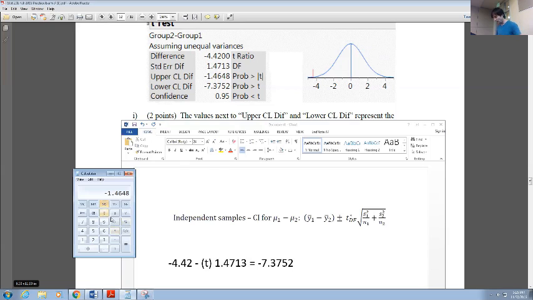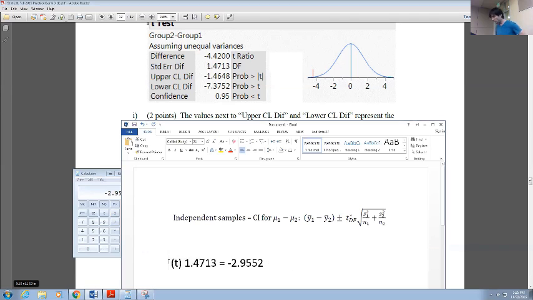Let's take and we want to add to both sides this 4.42 because it's negative, so we're going to add it. So when we take negative 7.3752 and negative, so then we're going to add to it 4.42, and we get this answer, which is the margin of error. And take a look at that right there. Does that make sense now that the margin of error is 2.9552, but now look at this.